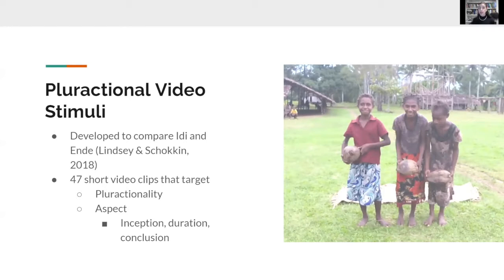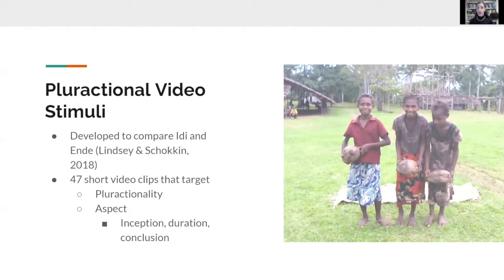The second experimental method that I used was a video stimuli task, and this was developed in collaboration with Dinnikus Hoken. We designed this task to compare the pluractional and aspectual morphology in Ende and Ende. And what I did was, in Limol, I filmed 47 short video clips to capture minimally different event situations that targeted pluractional features that we knew were important in Papuan River languages.